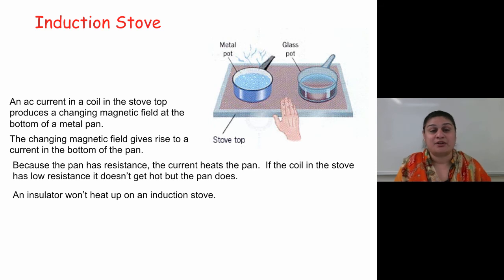An AC current in the coil on the stovetop produces a changing magnetic field at the bottom of the metallic pan. The changing magnetic field gives rise to a current in the bottom of the pan. Because the pan has resistance, the current heats the pan. If the coil in the stove has low resistance, it doesn't get hot, but the pan does. So an insulator won't heat up on an induction stove.